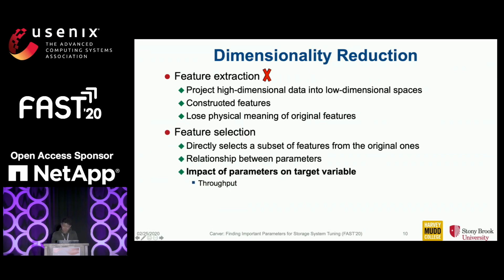One major drawback of feature extraction is that the physical meaning of each feature is lost by the projection. The other type of techniques is feature selection, which directly selects a subset of features from the original ones. They are either based on the relationship between parameters or the relationship between parameter and the target variable. In our case, it's a throughput or I/O latency. For storage systems, we believe the latter fits our needs better. For example, we are less interested in the relationship between the block size and the inode size of a file system. We are more interested in the impact of block size values on the system's throughput.